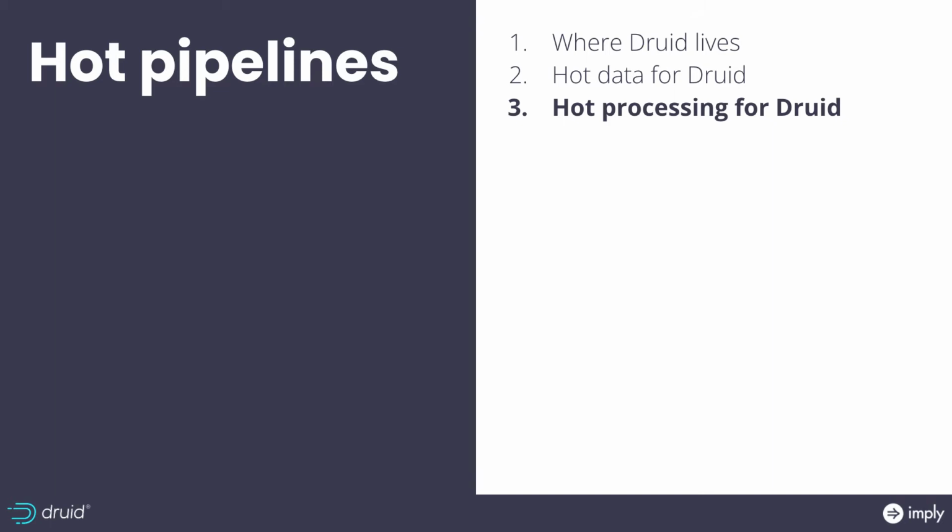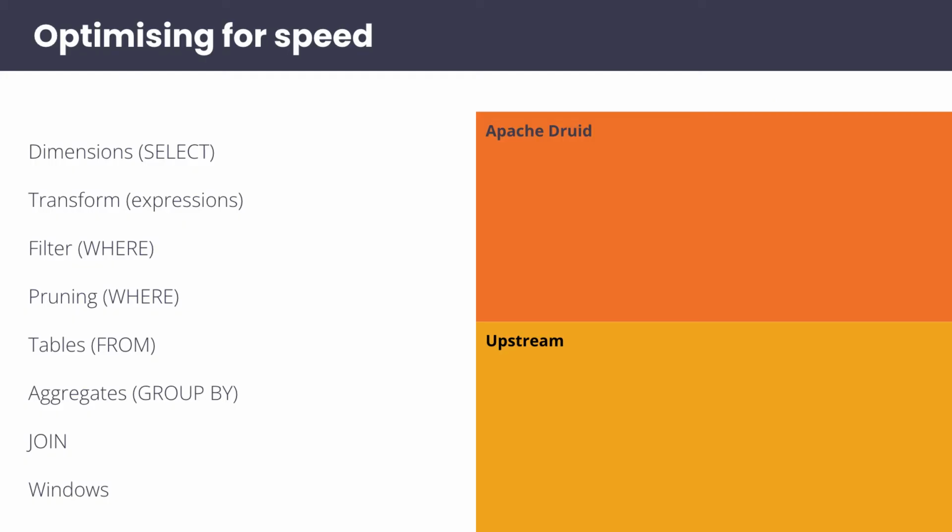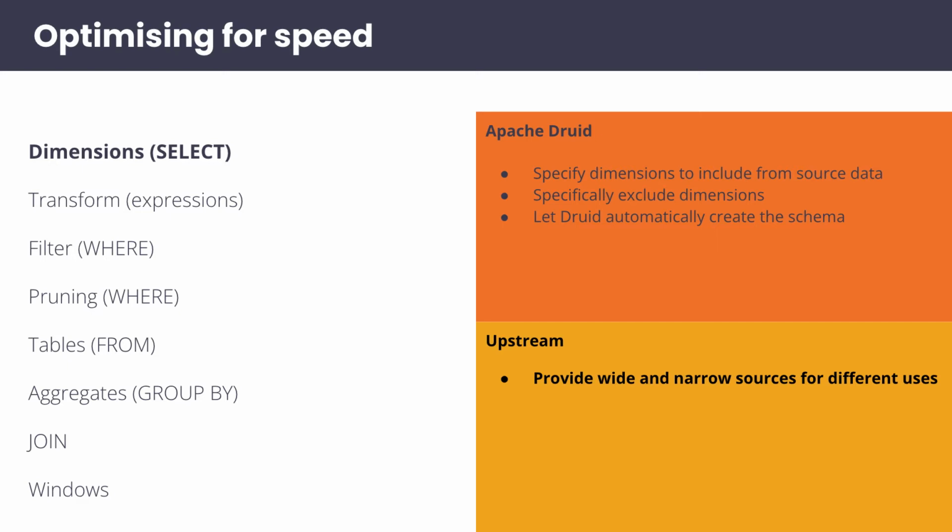So let's look now at some specific tactics. We're going to look at some elements of a typical query, and we'll build up a list of things that you might want to do upstream, as well as highlighting what Druid can do for each one. So let's first of all talk about the dimensions, the things we're going to put in the select clause. Well, at ingestion time in Druid, we can specify the dimensions we want to include from the source. We can exclude dimensions. We can even let Druid just automatically create the schema as it's ingesting.